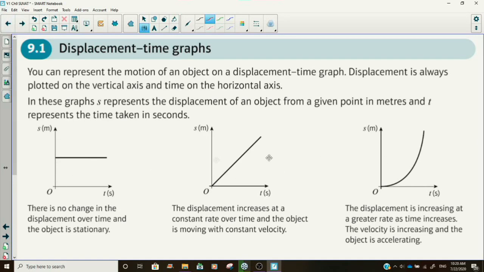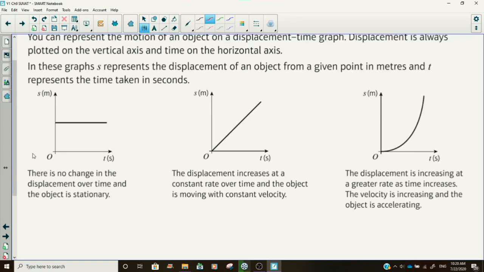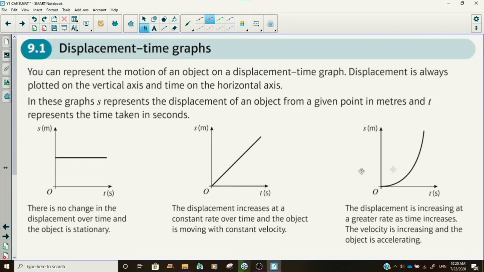So just remember those 3 points, folks, very important. And like I said, you need to be able to interpret the graph from a worded question, be able to draw a displacement time graph, and also a velocity time graph, which we'll do some examples of later.